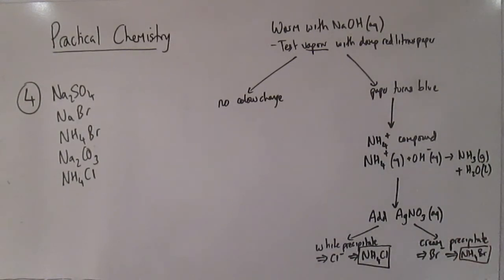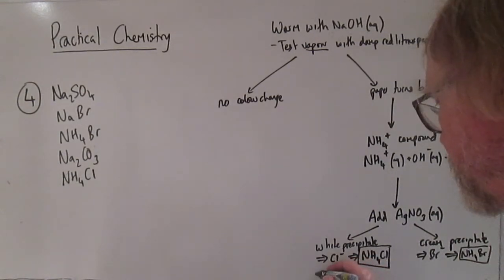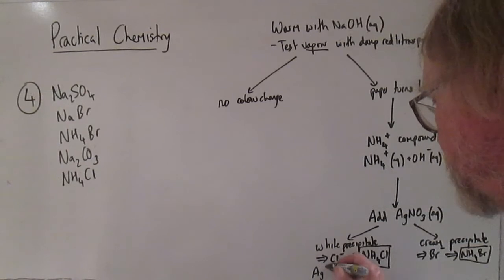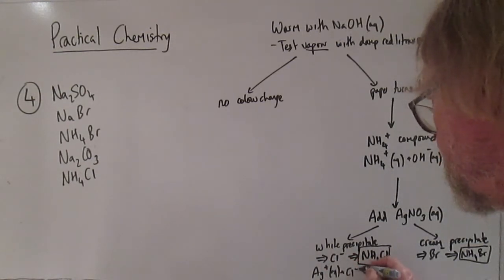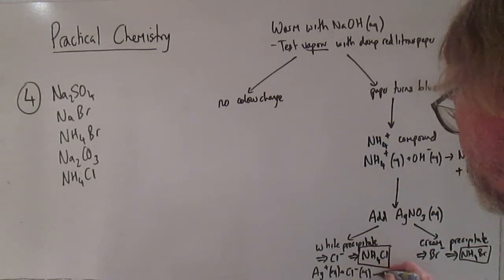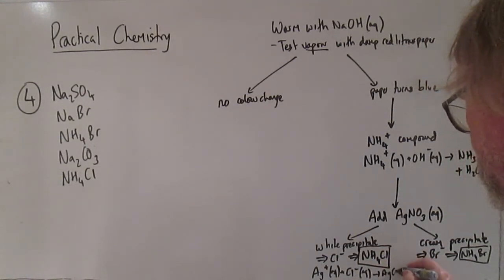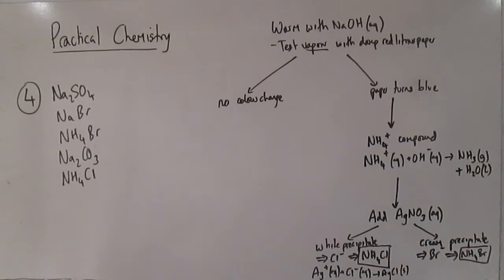And again, it wants equations, so very simple equations here, just Ag+ aqueous meets Cl- aqueous to give you AgCl solid, and the analogous thing for the bromide, which obviously just has Br- instead of Cl-. So that's those two dealt with.